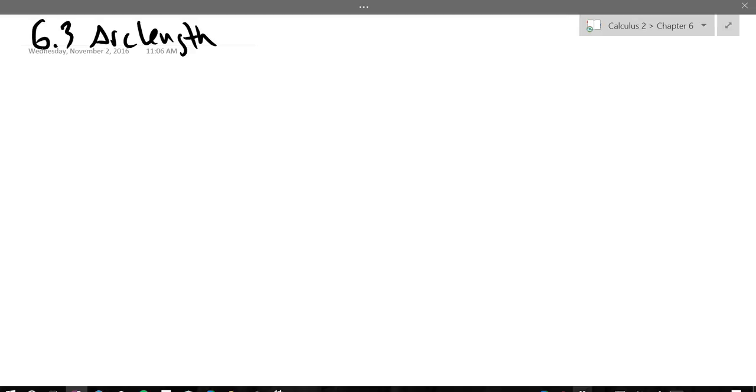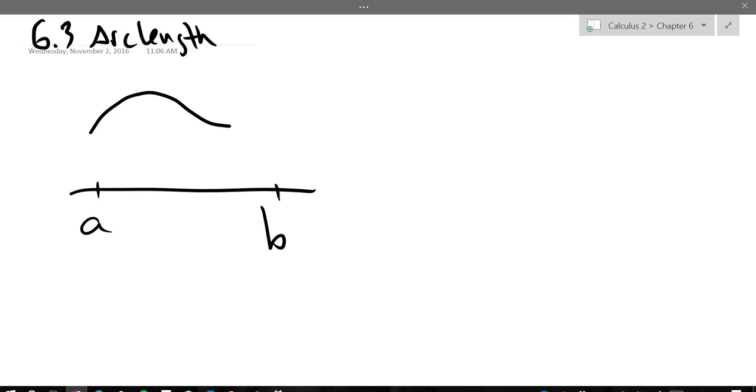Let's think about a curve from A to B. Here's our curve. So arc length is very much not area under a curve. It is the actual distance you would travel if you went from the first point to the last point along this road right here. So how do we do that?